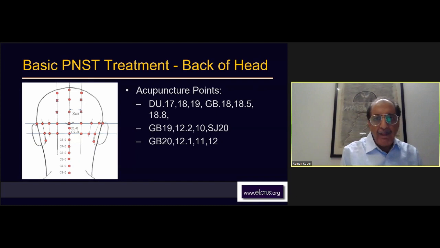Then on the back of the head, I will not repeat the points which are on the side of the head because we've already done them. On the back of the head, the only points which will be pricked are DU 17, 18, and 19. And 3 centimeters lateral to these points are the points Gallbladder 18, 18.5, and 18.8.